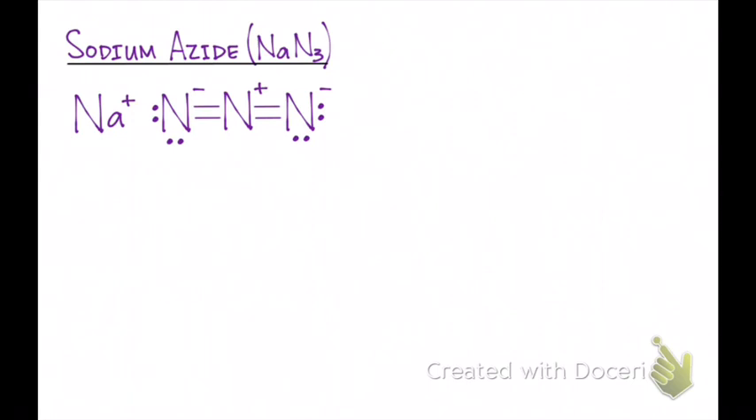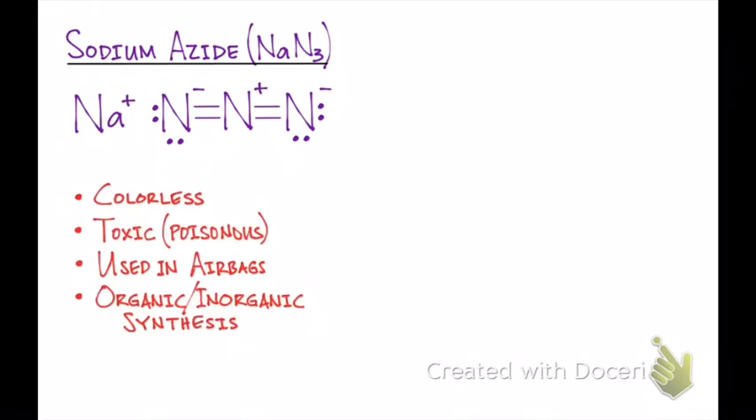So here's another compound called sodium azide, and it has the chemical formula NaN3. Shown here is the chemical structure, or the Lewis dot structure, of sodium azide. So there's sodium here and then a bunch of nitrogens that are bonded together. Sodium azide is colorless and known to be toxic and poisonous. It is used in airbags, and an airbag is basically a chemical reaction that produces a huge amount of nitrogen gas. And sodium azide is also used in organic and inorganic synthesis.